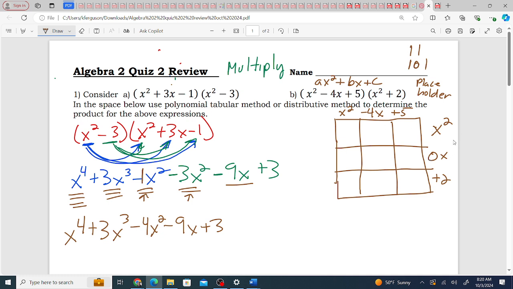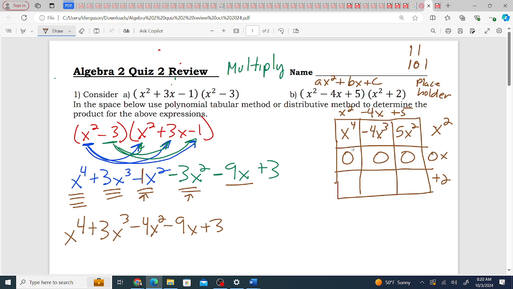And so now I just multiply. X squared times x squared, that's x to the fourth power. Negative 4x times x to the second power is negative 4x cubed. 5 times x squared is just 5x squared. And then all in the placeholder, they're all zeros because it doesn't matter what I multiply by. If I multiply a 0 in there, it's a 0.